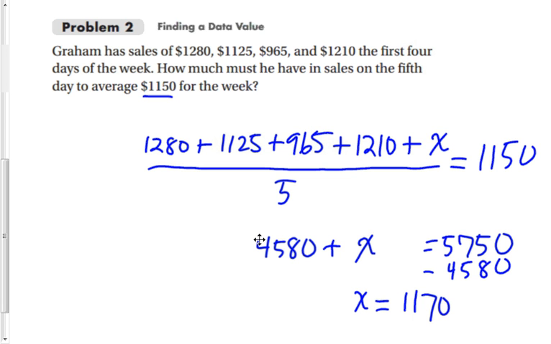All right, so that's how you can find a missing value given the information that you have here, that you know the average and you're just missing one. Go ahead, you try that.